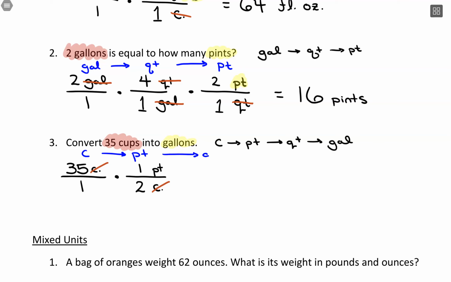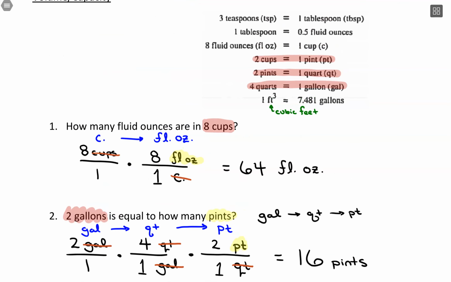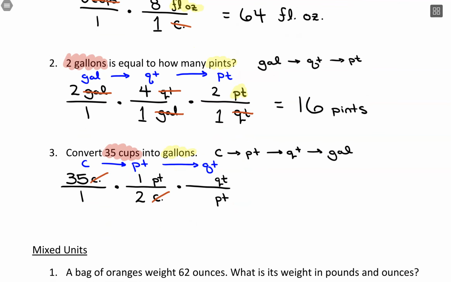Then we want to change to quarts. So we want to get rid of pints, so I'm going to put that in the denominator, and want to keep quarts. So 2 pints is equal to 1 quart. And with that, pints cancel out and we're left with quarts.